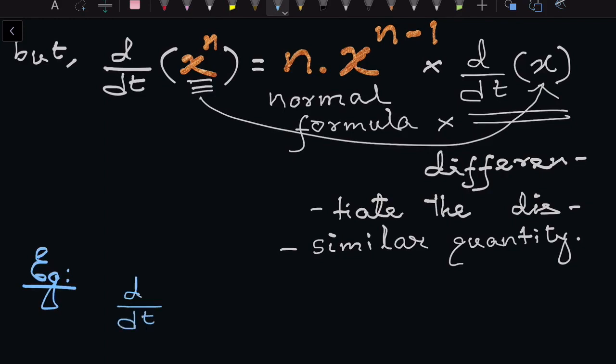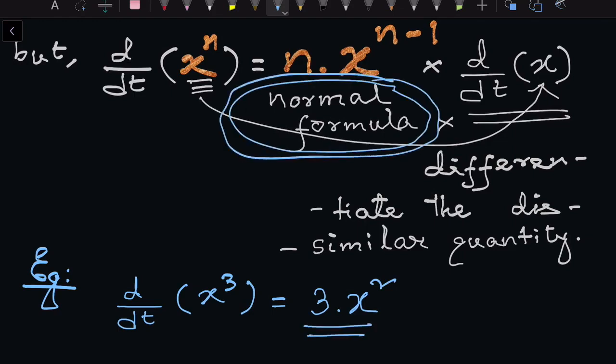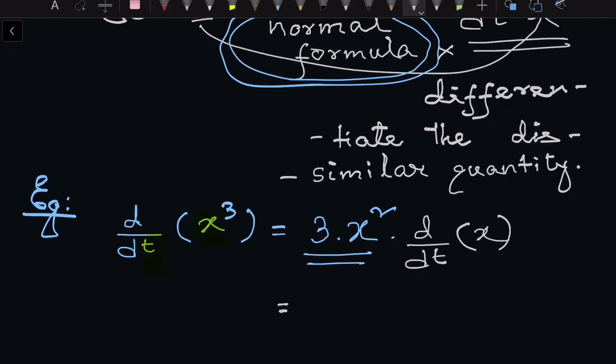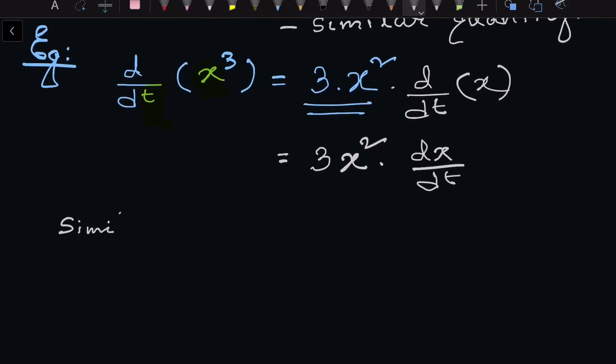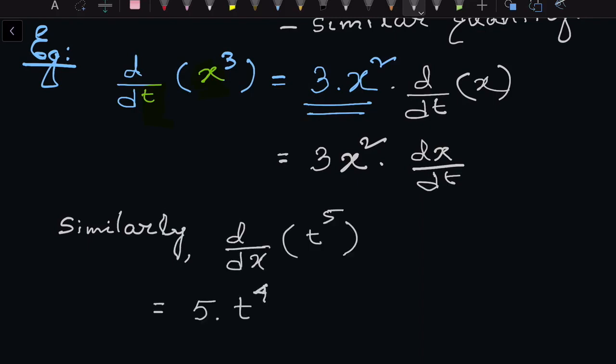Let us understand this with an example better. d/dt of x cube, t and x are different. So let us put normal formula for x cube, 3x square. Then into the extra part d/dt of x. So it becomes 3x square dx by dt. Similarly, if we do d/dx of say t to the power 5, 5 t to the power 4, normal formula, then into d/dx of t.